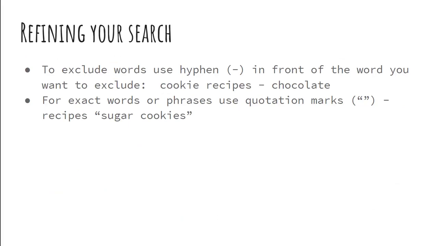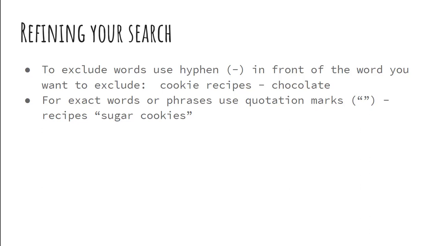To refine your search, if you want to exclude certain words, you can put a minus in front of it. For example, you want cookie recipes, but you don't want chocolate cookies. You just want cookie recipes. So you would put cookie recipes minus chocolate, and it will not give you chocolate in your search results.